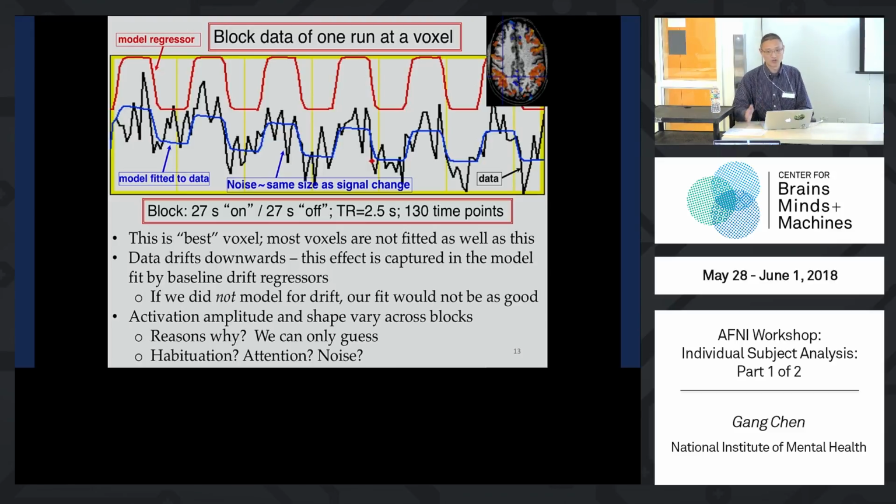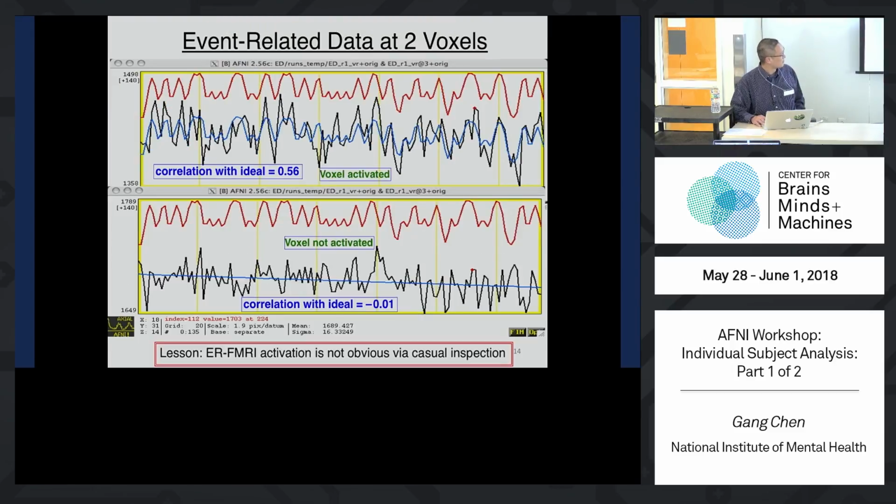If the subject knows every 10 seconds I'm going to do something, that anticipation is something we want to avoid, right? So that's one of the two major reasons why, when we design event-related designs especially, we have that pretty random pattern of the so-called idealized response.